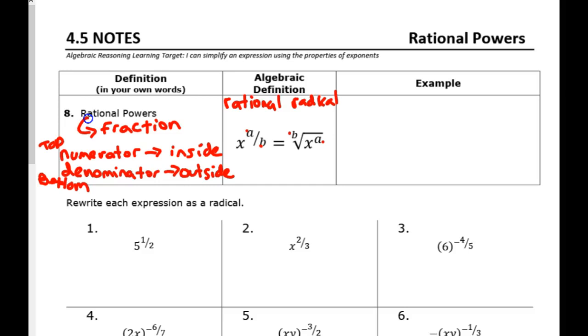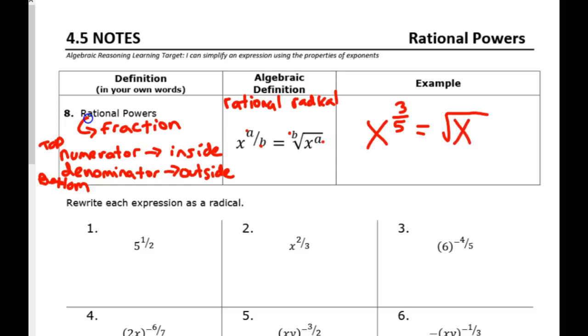Alright, now here's an example. Let's do x to the power of 3 over 5. Okay? Now I want to turn that rational into a radical. So here's what you do. Equals. Put your square root sign. The base is going to be inside, so the x goes inside.